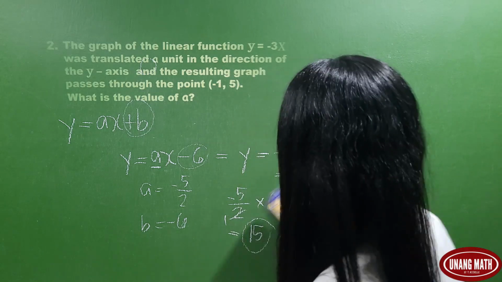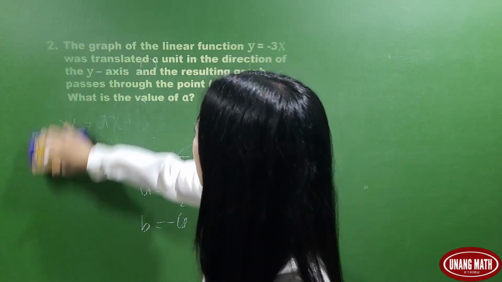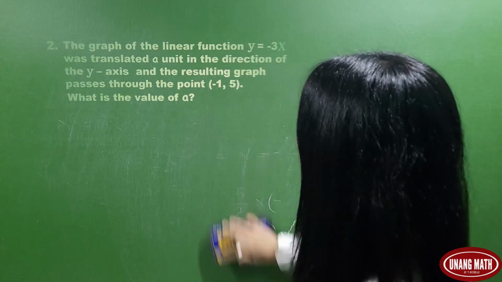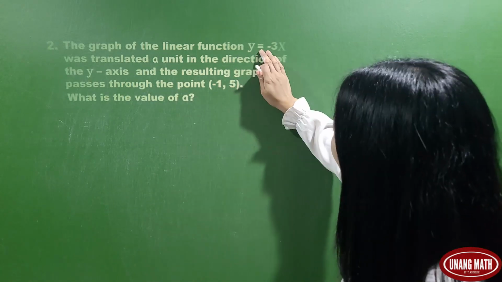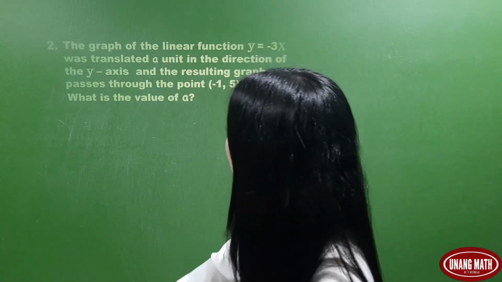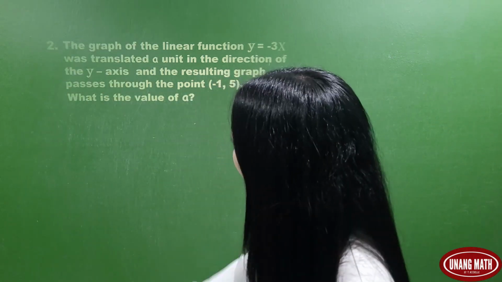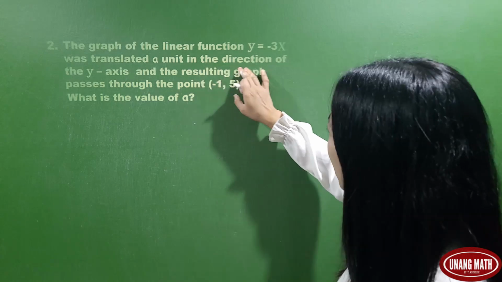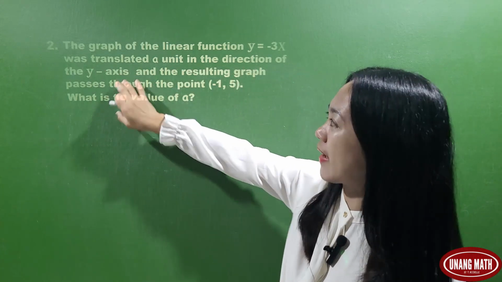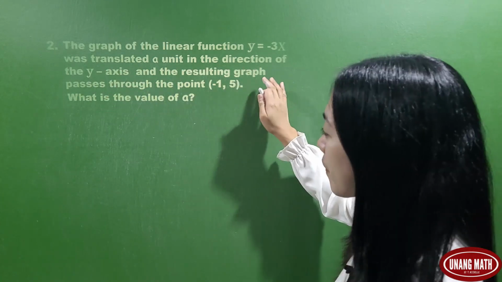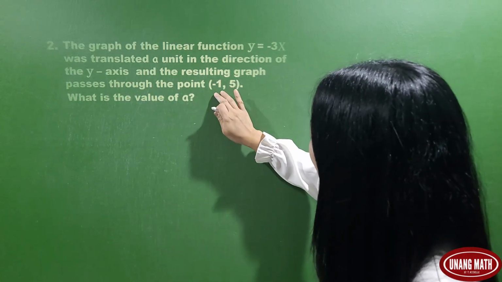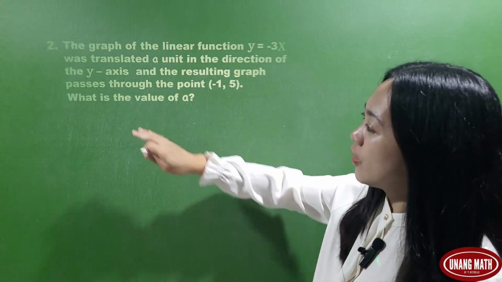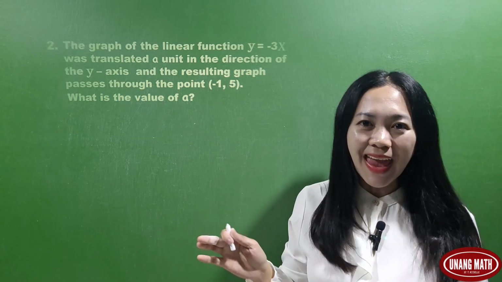Okay, let's move on to the second problem. The graph of the linear function y = -3x was translated a units in the direction of the y-axis, and the resulting graph passes through the point (-1, 5). So what is the value of a?